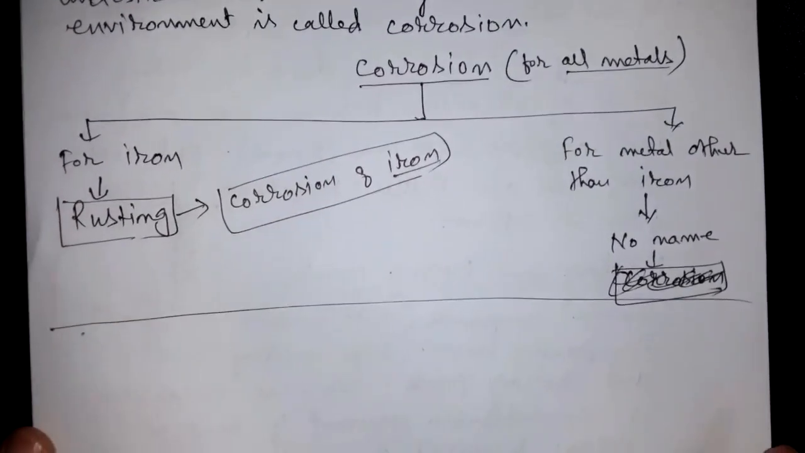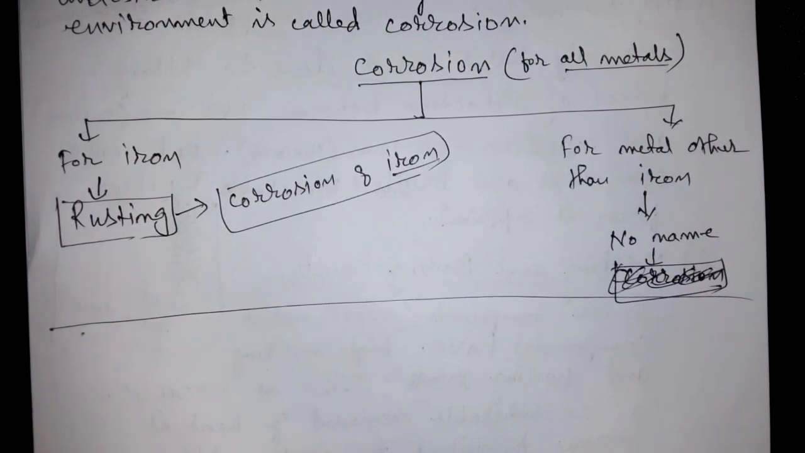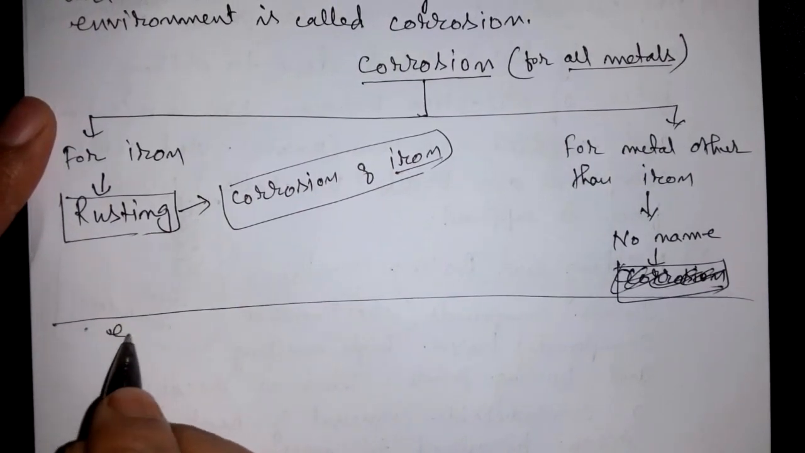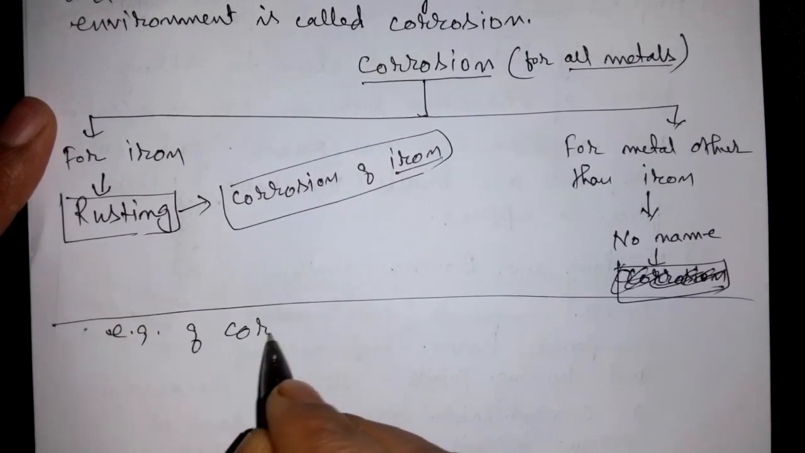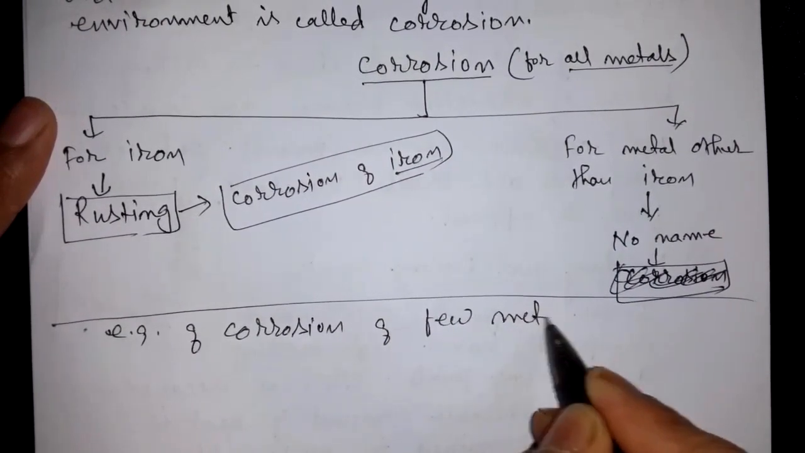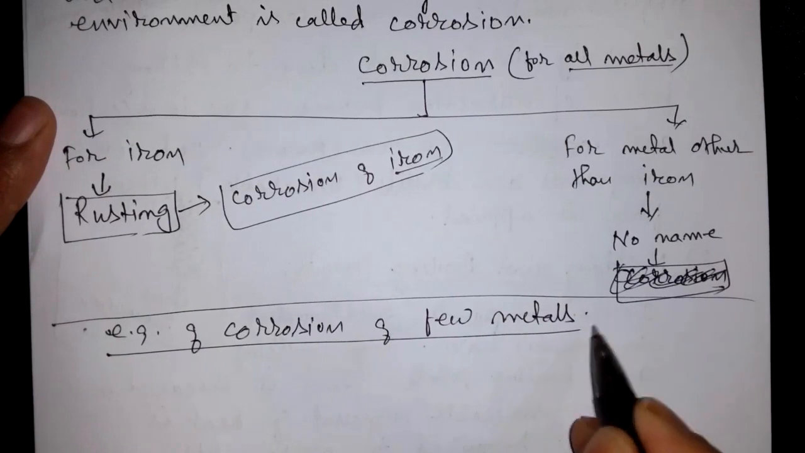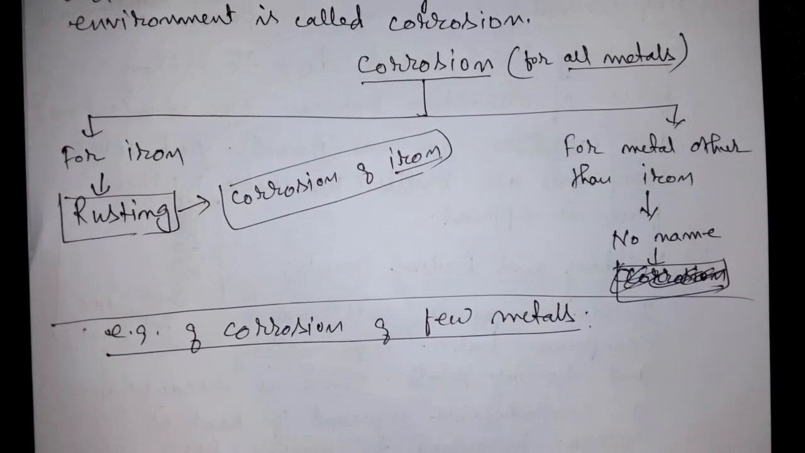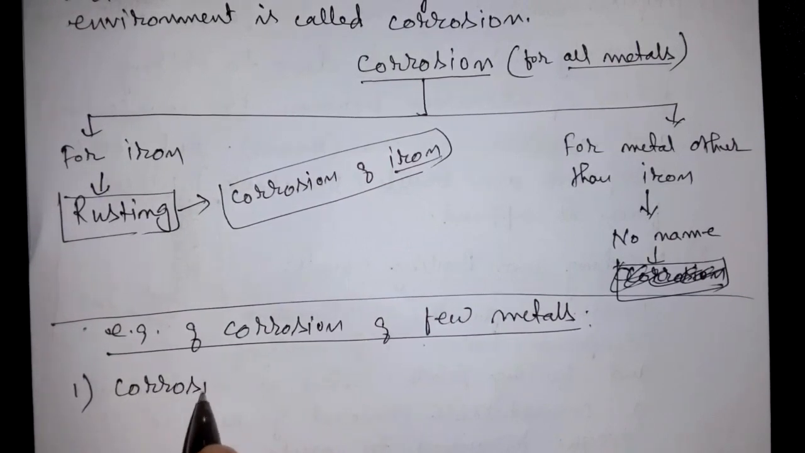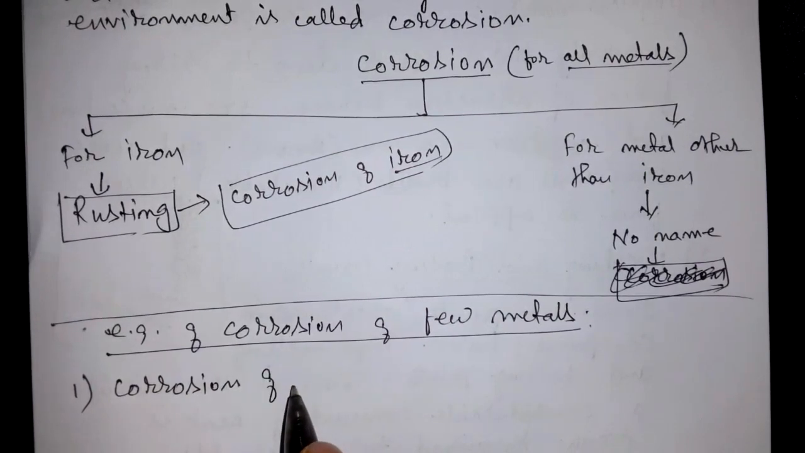Now we'll see some corrosion of three metals. Three metal names are mentioned in our textbook, so we'll see examples of corrosion of a few metals. We'll be looking at whatever is mentioned in our textbook. Number one, let us discuss corrosion of silver.